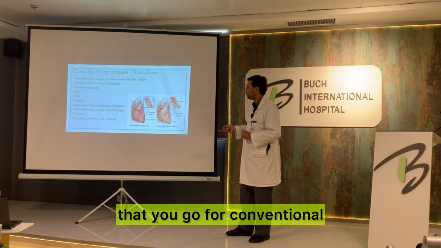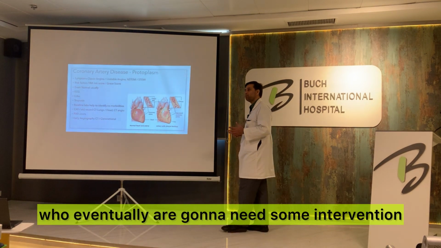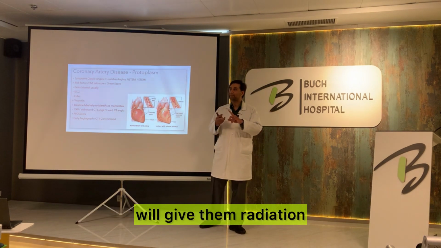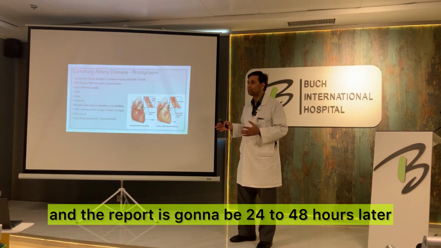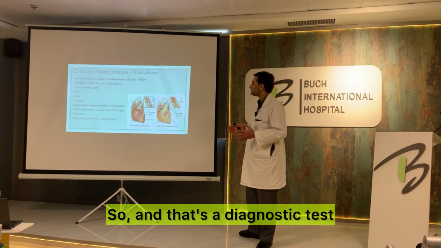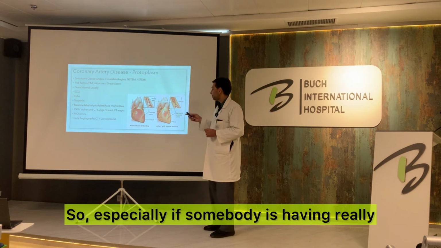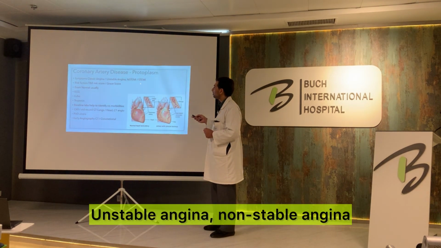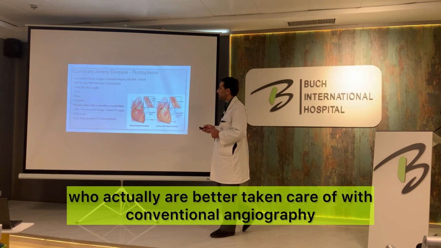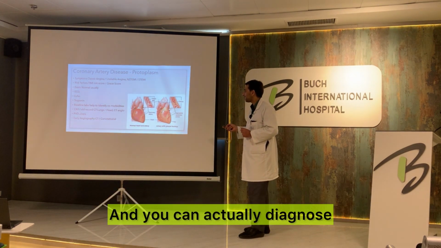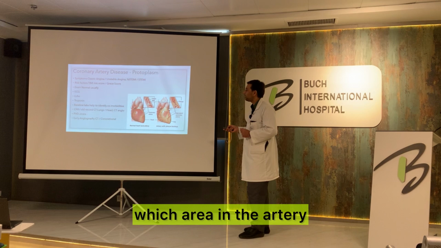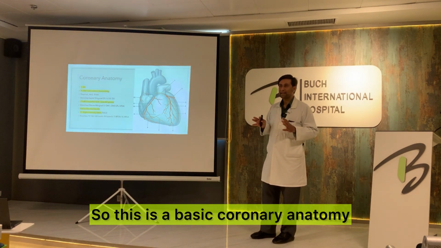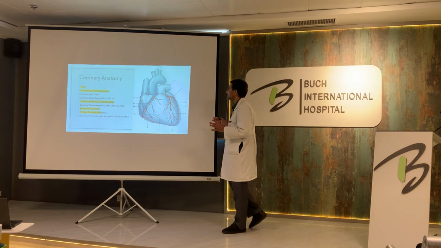So whenever the troponin is positive, it is always a good idea that you go for conventional, because these are the patients who eventually are going to need some intervention. Doing a CT angio will give them contrast, will give them radiation, and the report is going to be 24 to 48 hours later. That's a diagnostic test that delays the treatment. So especially if somebody has a really high pre-test probability, unstable angina, non-STEMI or STEMI, these are the ones who are better taken care of with conventional angiography. And you can actually diagnose which is the plaque, which area in the artery is needing your attention and treatment.